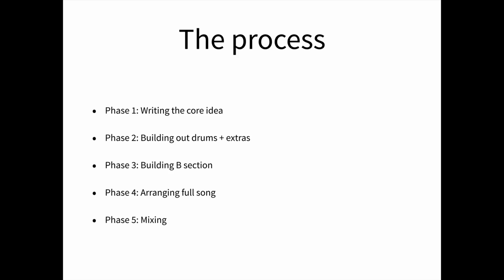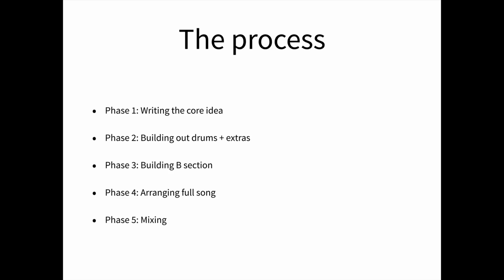If you don't know what a B section is, let's say we have a chorus, we have 8 bars of our chorus, and then it goes into another section, which is still the chorus, but it sounds a bit different. We're going to build that. Now that may be used in our chorus, or it may be used as a bridge or a verse. I don't know yet. Then we're going to move on to arranging the full song.